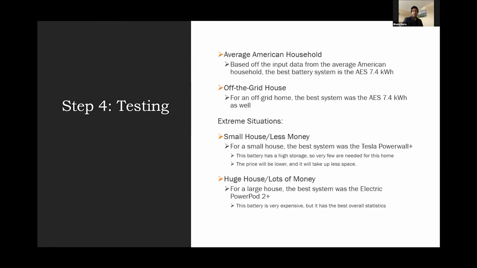So another sensitivity test that we ran was for a huge house that has lots of money. In this case, we expected to get the highest quality, best battery system. And that's exactly what happened. We got the Electric Power Pod 2 Plus, which is just the best in every way, except in price because it's very expensive. So when we tweaked this price term, all the other terms worked in order to make this one the best system.